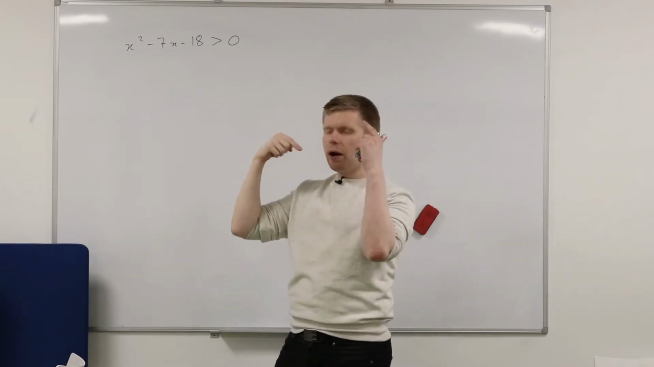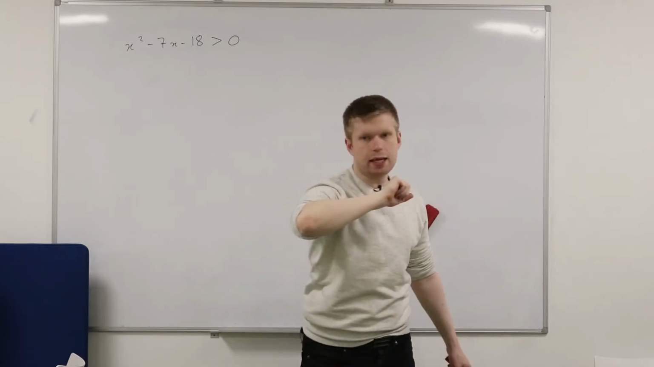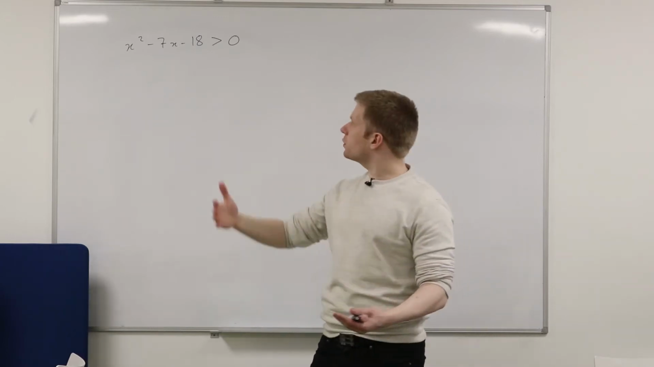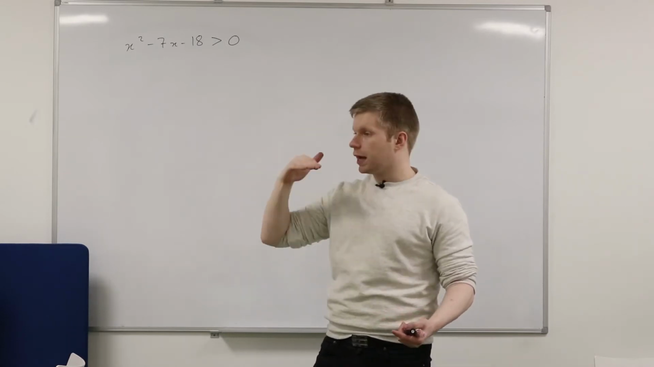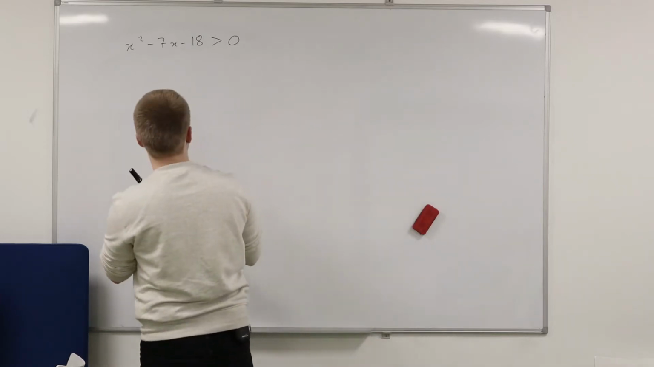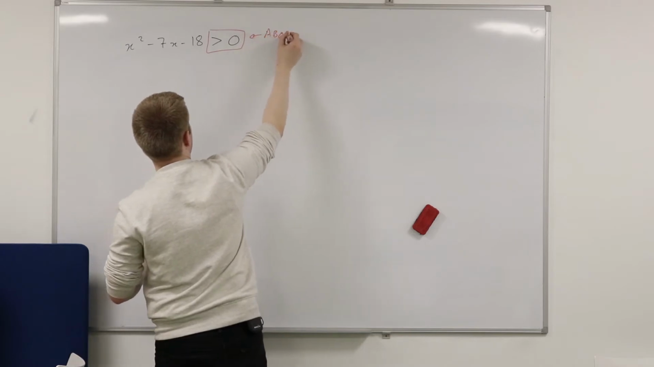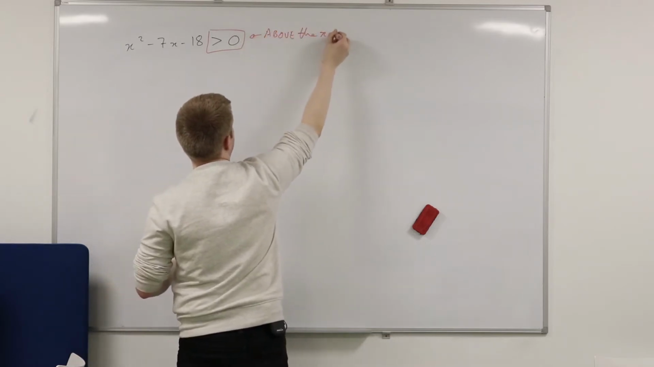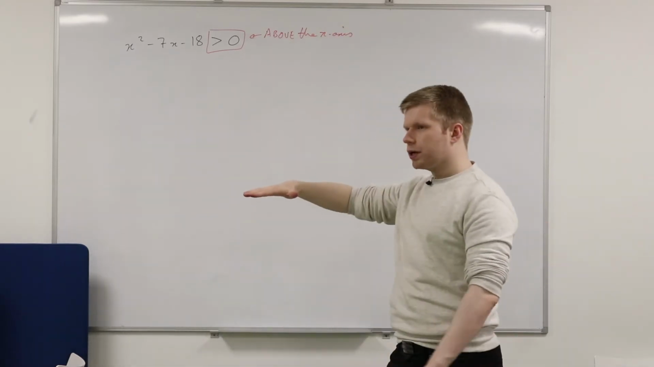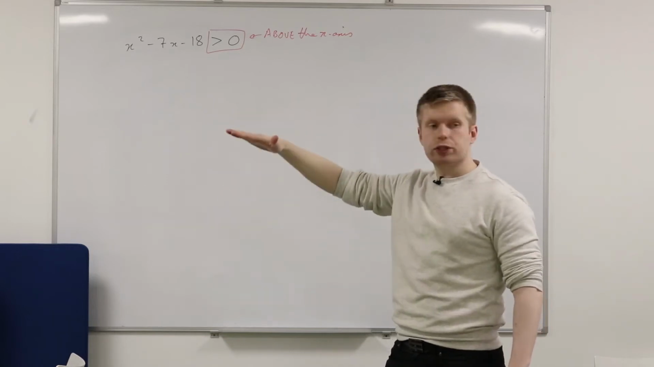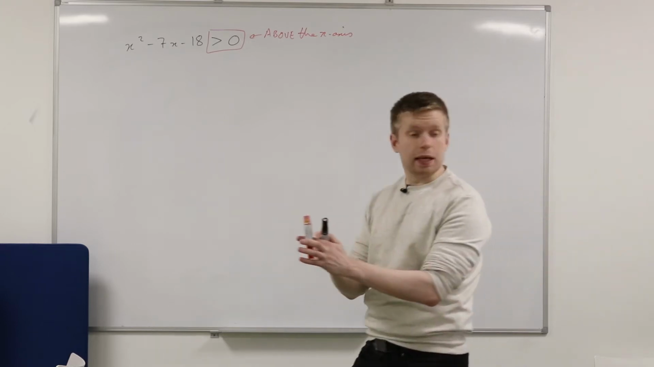Now, if you think about this graph, if I ask you to plot y equals x squared minus 7x minus 18, what am I asking if it's greater than 0? Where is it above the x-axis? So greater than 0 means where is it above the x-axis? In order to find that, I need to find the point where it goes from above to below the axis. In other words, where does it cross the axis? So I need to find the x-intercepts or the roots.